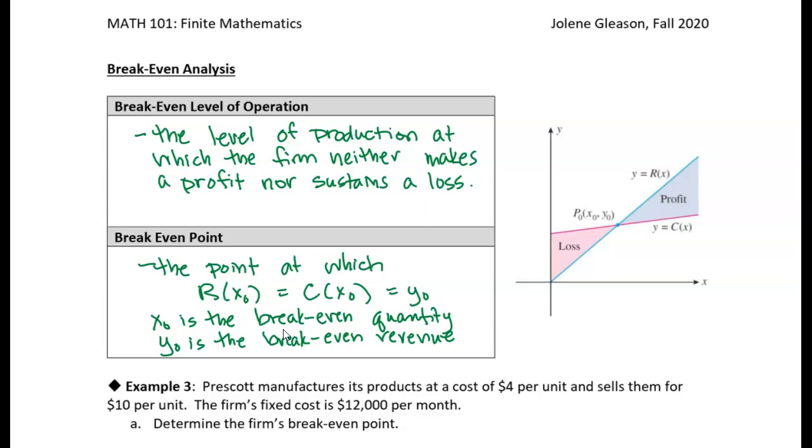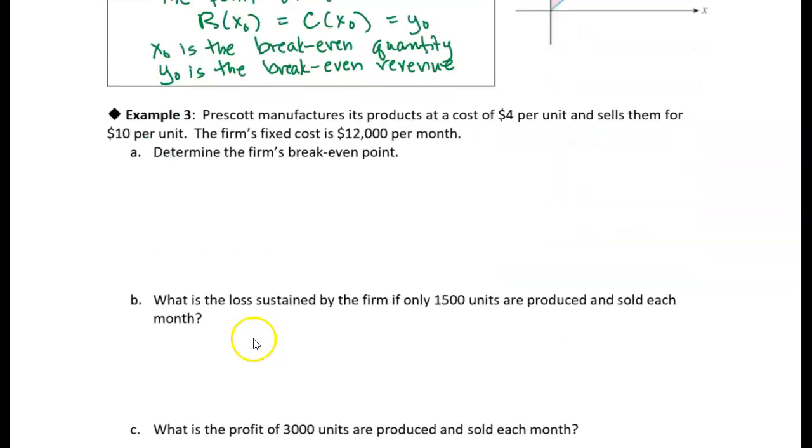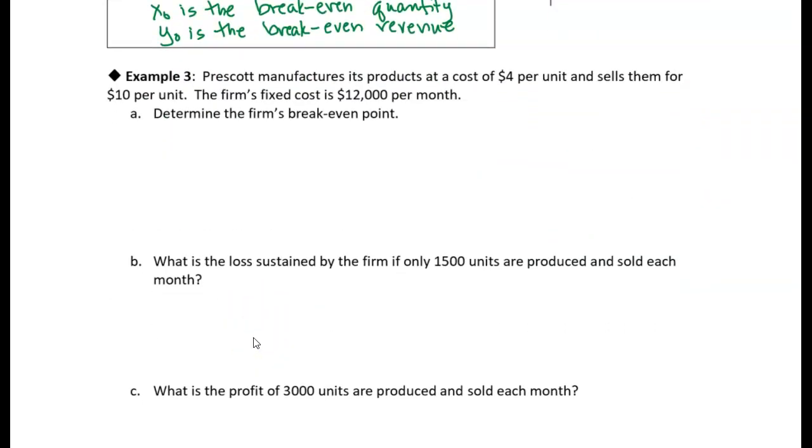Okay, so let's take a look at example 3. Prescott manufactures its products at a cost of $4 per unit and sells them at $10 per unit. And the firm has a fixed cost of $12,000 a month. So the first thing we want to do is find the cost and the revenue functions for this company.